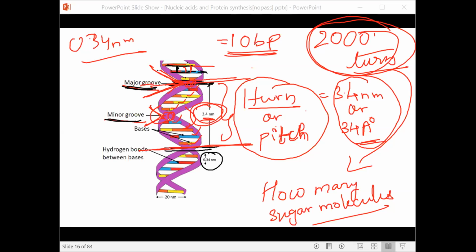Prathamesh, what have you written? 6800 nanometer? And Khushi ma'am, you have written 40,000. Okay. Shreya ma'am says 40,000. Niranjan says 20,000. Hey, Niranjan sir, the question is about sugar molecule. Nobody is asking about base pair.